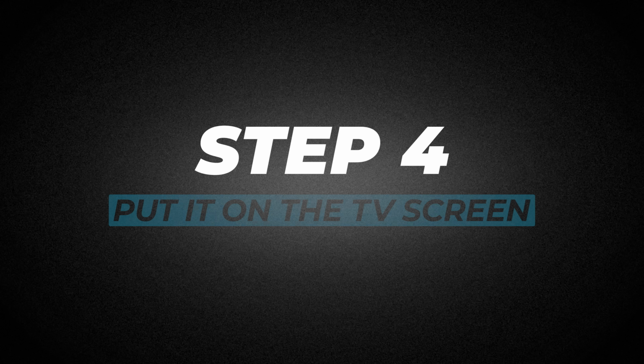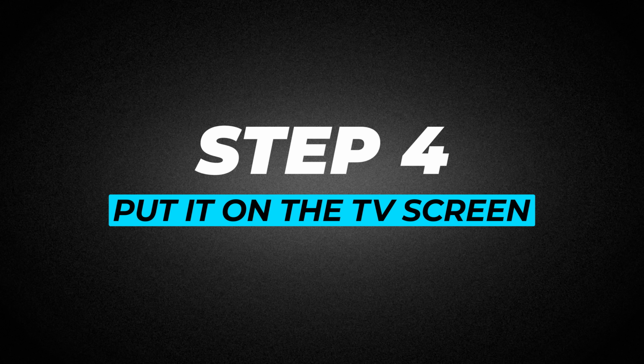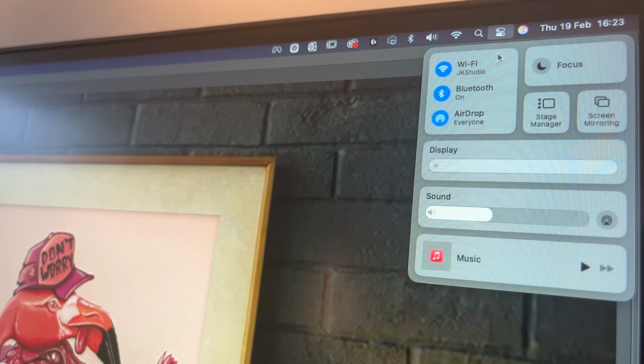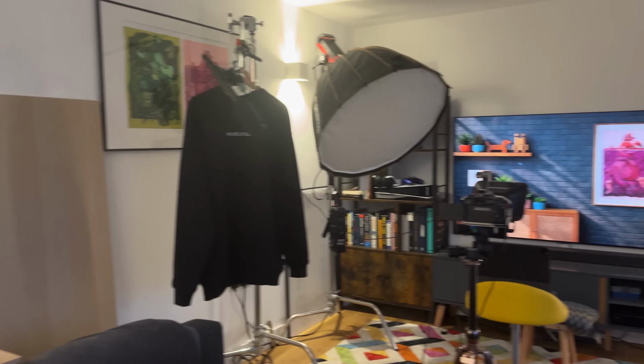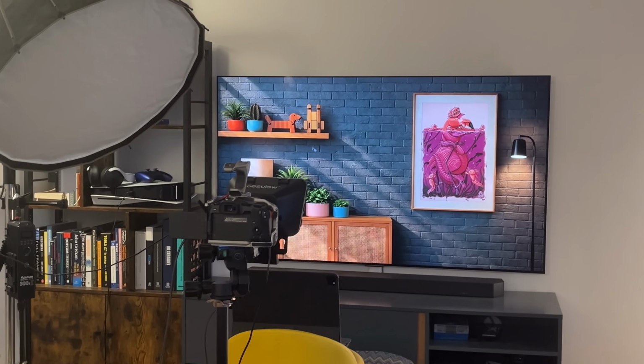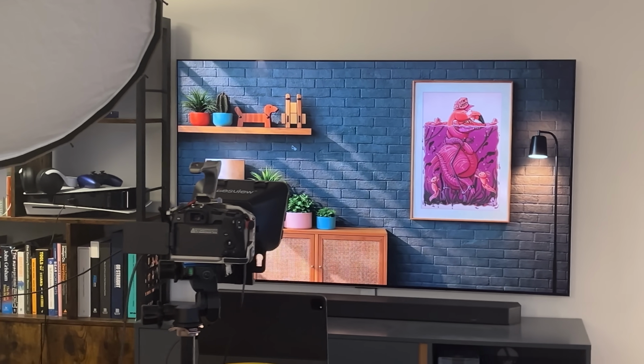Step 4. Put it on the screen. Next, we need to get your image onto the TV, and the simplest way is screen share if your TV supports it. If not, use an extra long HDMI cable, or save the image to a USB stick and plug it in. Whatever's easiest, just make sure your scene is live on the TV and you're ready to go.